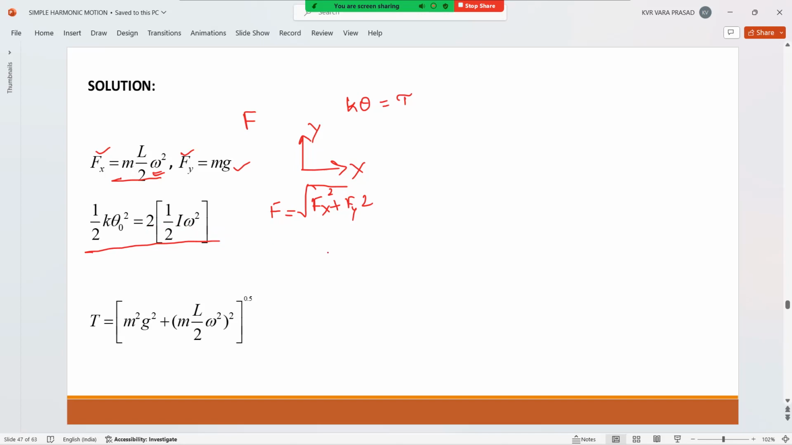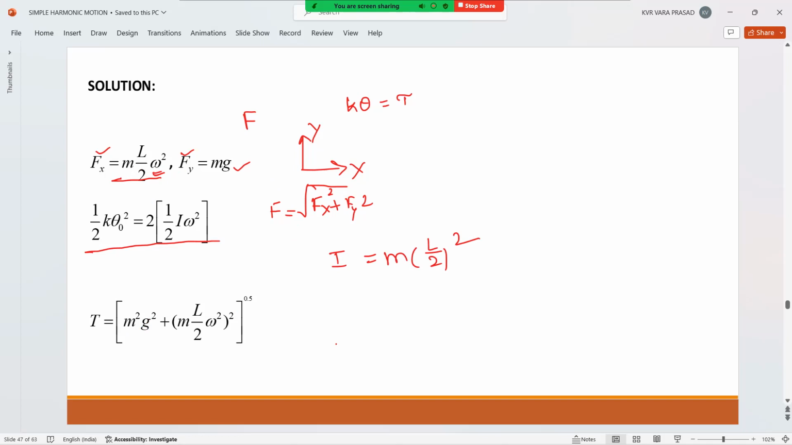So in this, I value how much means? I value, the distance of each ball from the center of mass, is L by 2. So it is m into L by 2 whole square. Taking this value, we substitute omega square here. We get the value of Fx, right? Then the tension is square root of Fx square plus Fy square. That is the tension.